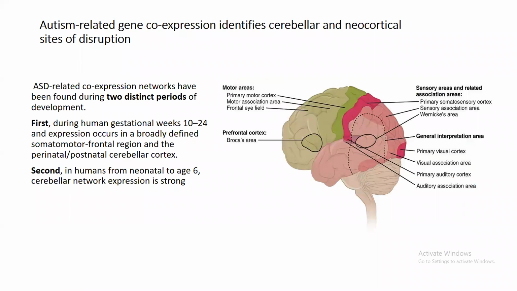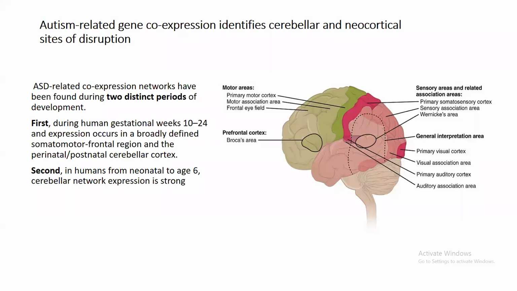Autism-related genes. We explained that it is sometimes a genetic cause, as in about 80% of cases it is due to the mutation of specific genes. So gene co-expression identifies cerebellar and neocortical sites of disruption. ASD-related co-expression networks have been found during two distinct periods of development.